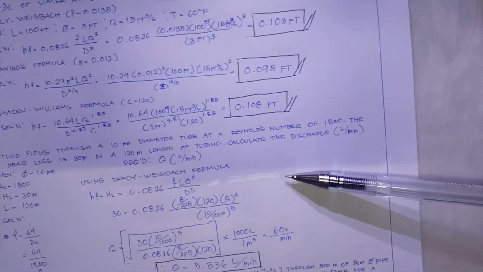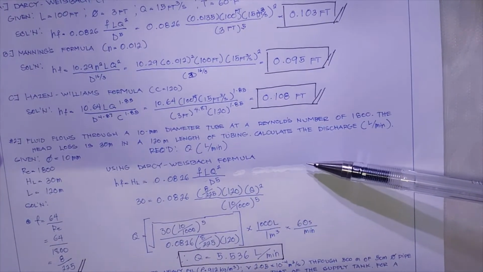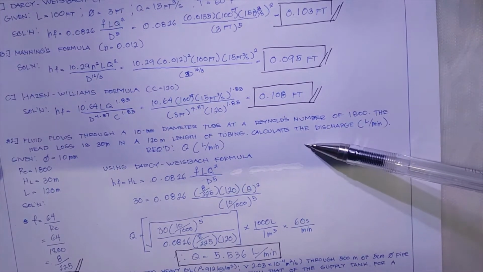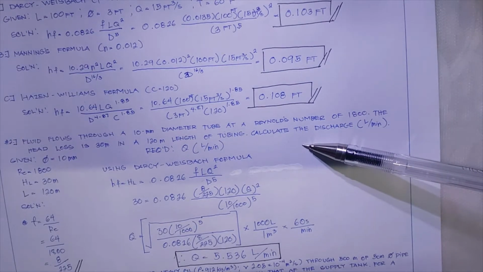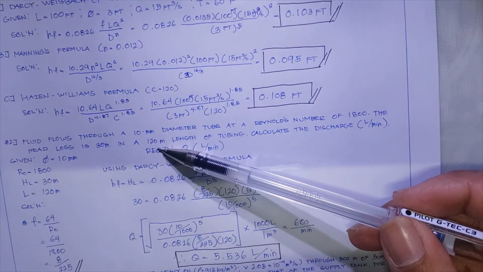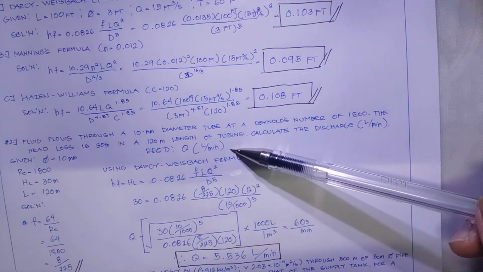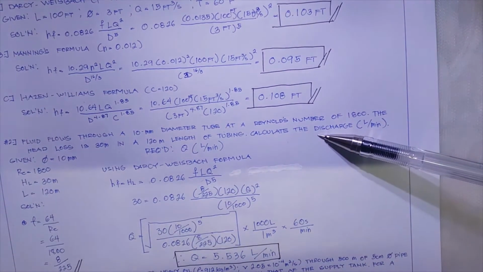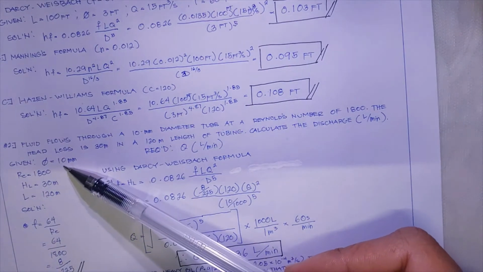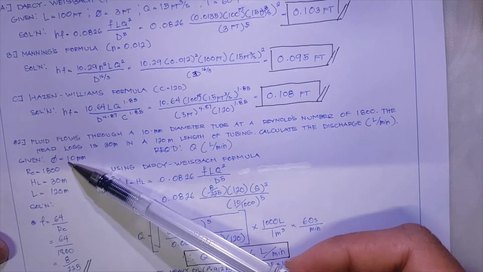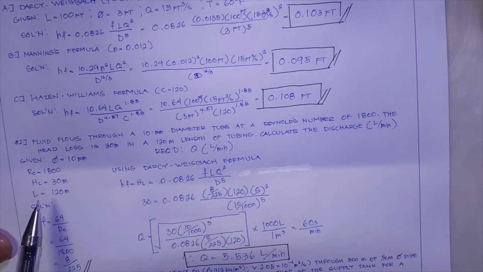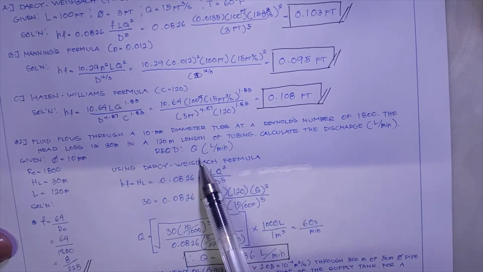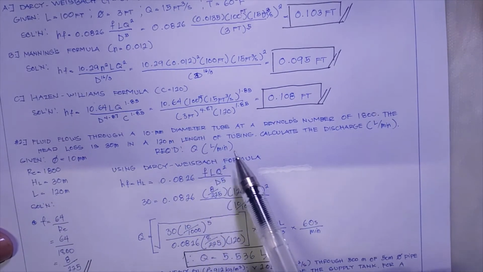Number 2. Fluid flows through a 10 mm diameter tube at a Reynolds number of 1,800. The head loss is 30 meters in a 120 meter length of tubing. Calculate the discharge. So the givens are the diameter, which is 10 mm, the Reynolds number, which is 1,800, the head loss, which is 30 meters, and the length, which is 120. Required is the discharge in liters per minute.